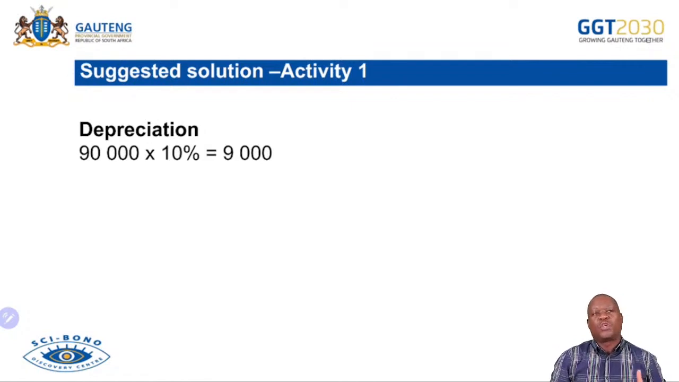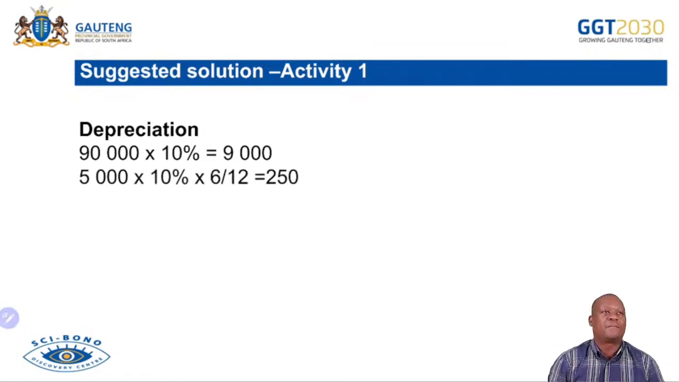And then we go to the new equipment that has been bought during the year. The cost of that equipment is 5,000. And the rate remains 10%, but please take note, it was bought on 1 July, which means it was bought halfway through the year. So it is in the year for half a year, which is 6/12. We are counting July, August, September, October, November, and December. So it means we have got 6 months. And when we calculate, it gives us 250.